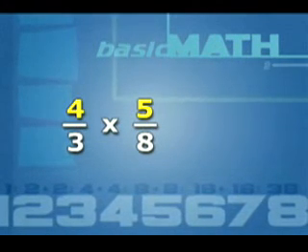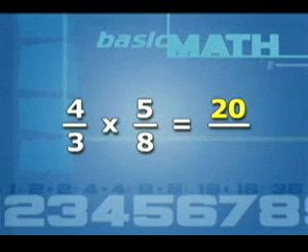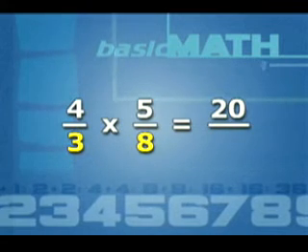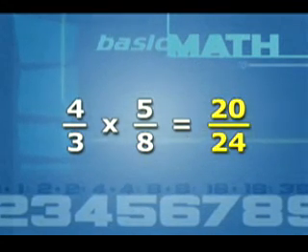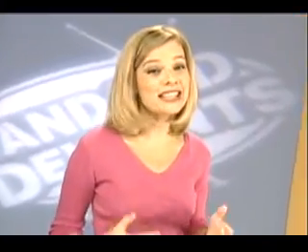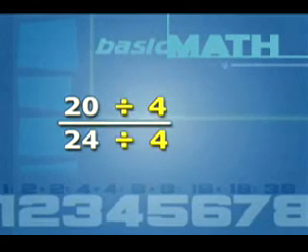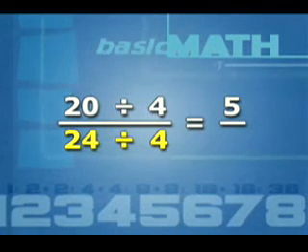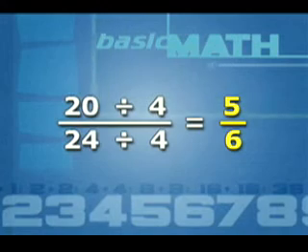You multiply the numerators, 4 times 5, to get 20 for your product's numerator. Then you multiply the denominators, 3 times 8, to equal 24 for your answer's denominator. So your answer is 20 over 24. That fraction can be reduced. Both numbers in the fraction are divisible by 4. 20 divided by 4 equals 5, and 24 divided by 4 is 6. So our simplified product then is 5/6.